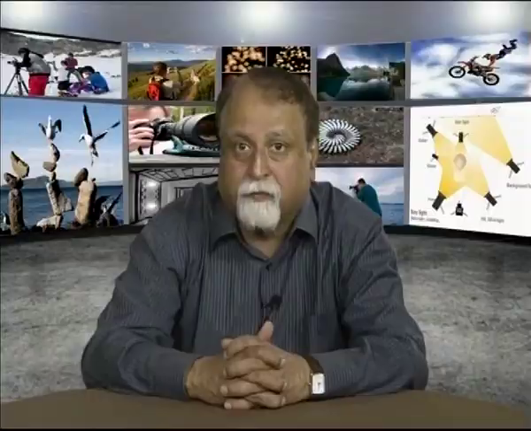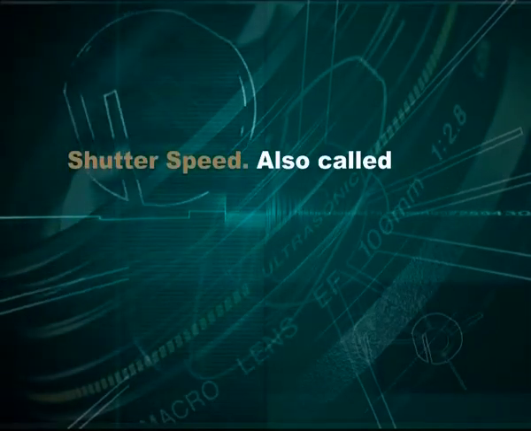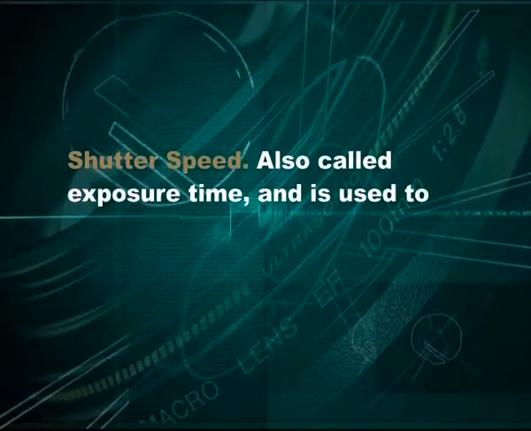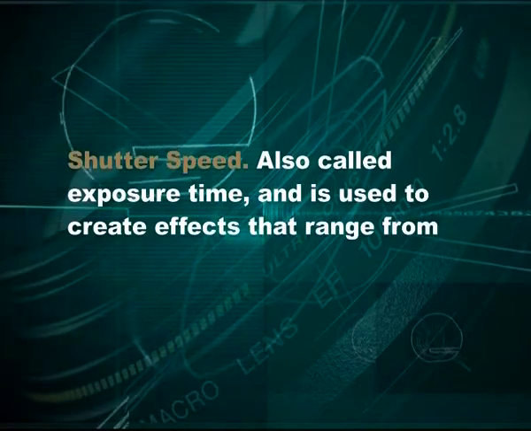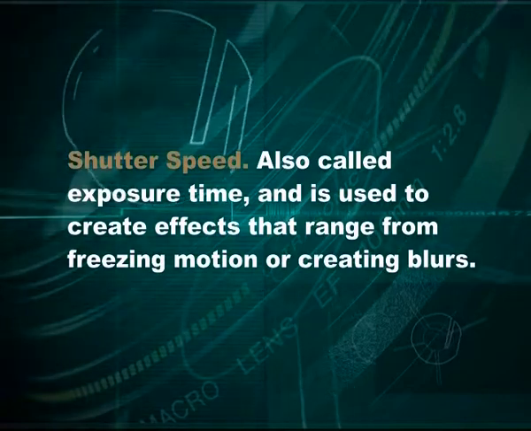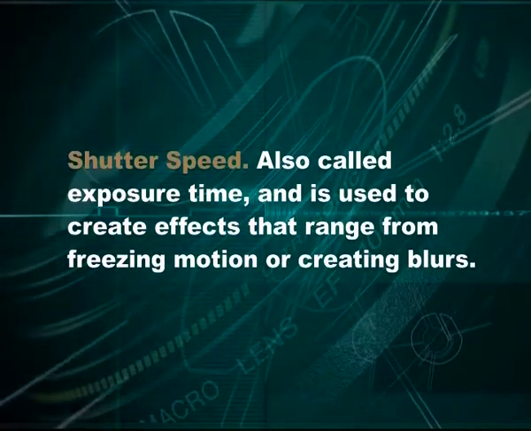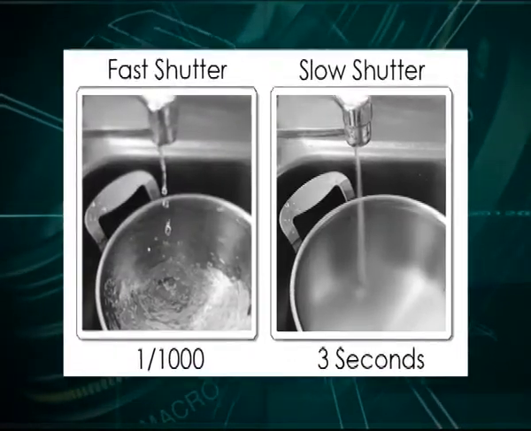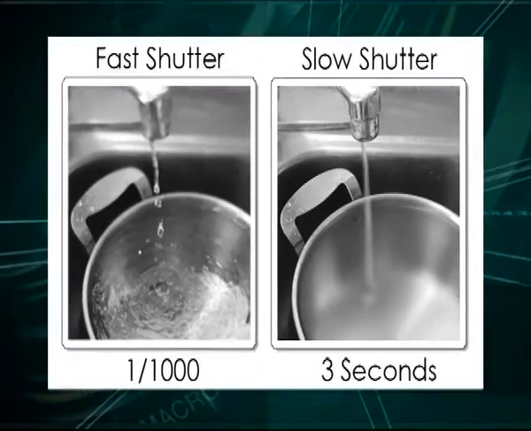The third important word in photography is shutter speed. The shutter is used to regulate the quantum of light that falls on the sensor. The shutter speed is also called exposure time and is used to create effects that range from freezing motion to creating blurs. The shutter speed is measured in fractions of a second.